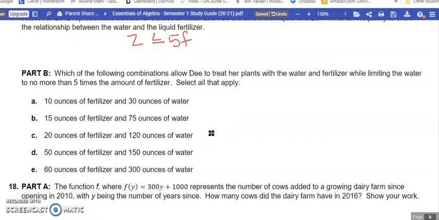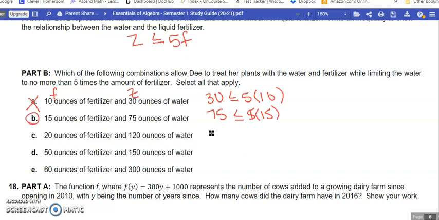So let's see. Z, here's our Z, ounces of water. Here's our F, fertilizer. So is 30 less than or equal to 5 times 10? No. Is 75 less than or equal to 5 times 15? Well, it's equal to, so that'd be fine. Is 120 less than or equal to 5 times 20? No, 120 is not less than 100.